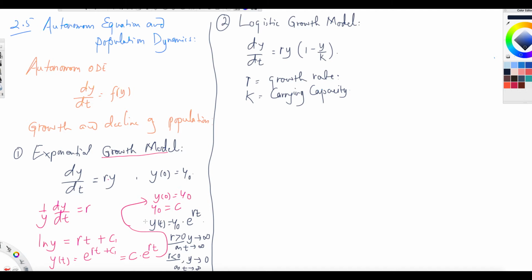So the next model we consider, which takes into account the limitation of the resources, is the logistic growth model. So what does it look like? It looks like dy over dt equals r times y times 1 minus y over k. Here r is the growth rate, which is positive. Now look at this. k is the carrying capacity.